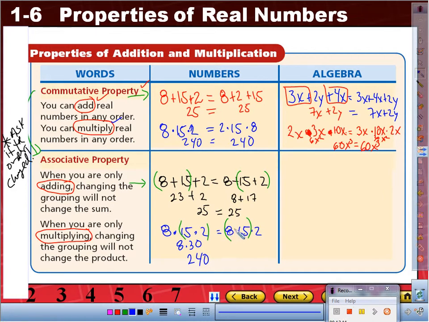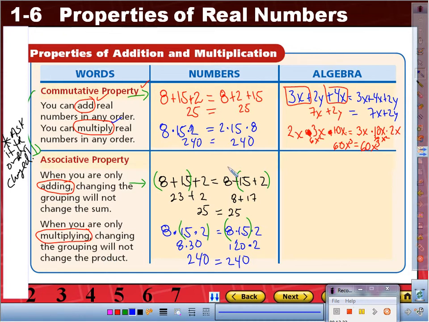Let's see. What is 8 times 15? Let's see. 8 times 10 is 80. 8 times 5, that's 40. So this is 120. And then we multiply times 2. What is 120 multiply times 2? 240. So is 240 equal to 240? Yes. The associative property also works for multiplication.